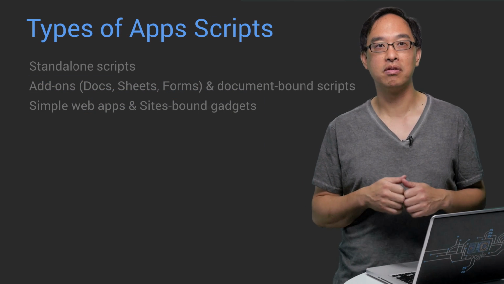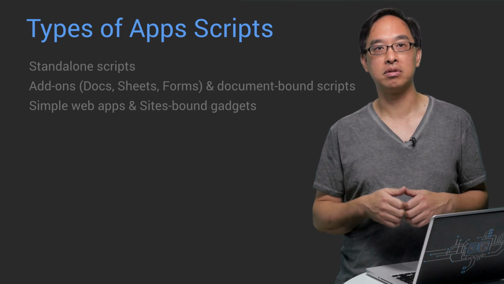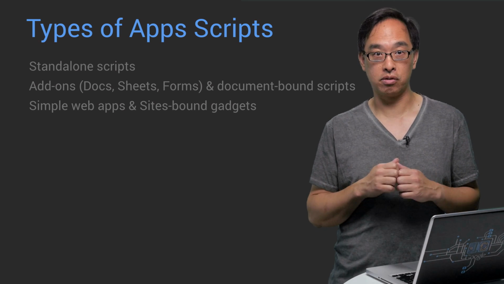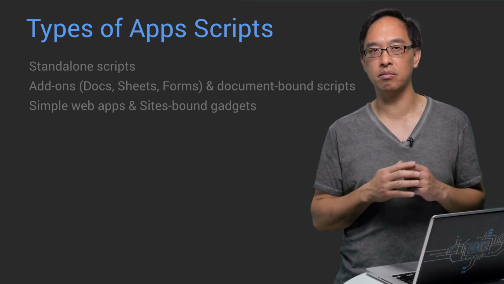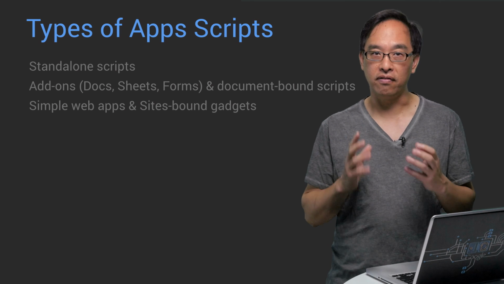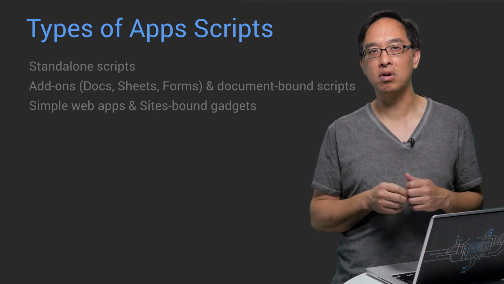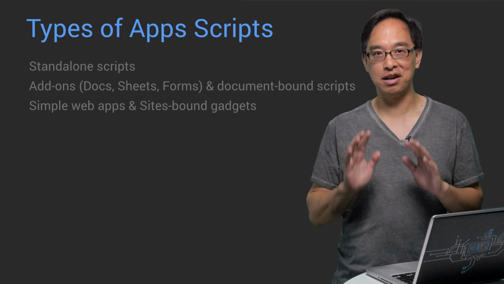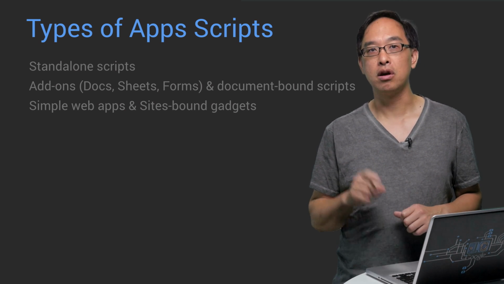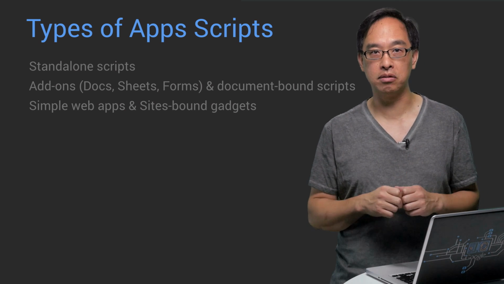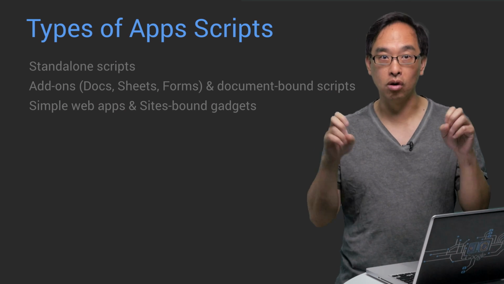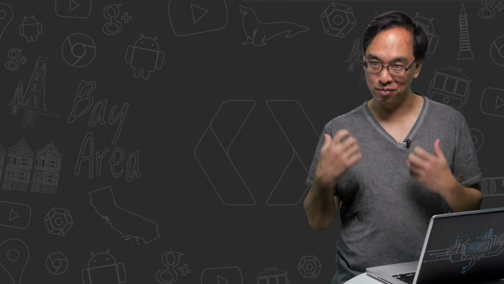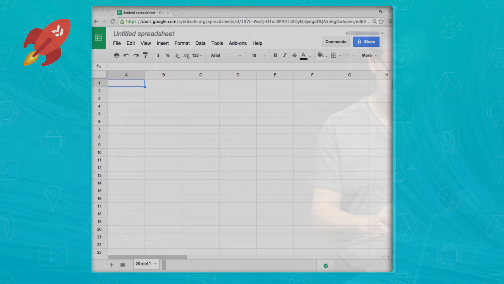Now, there are three types of AppScript apps: standalone scripts that run by themselves, as you can guess, add-ons and document-bound scripts, which are tied to a specific document, such as Docs or Sheets. Finally, AppScript can do simple websites as well as gadgets bound to Google Sites. Okay, that's enough talk. Let's do some coding. Your Hello World will be a Sheets-bound script that writes Hello World to the first cell in a Google Sheet. All right, let's follow me to the computer right now so we can do that.